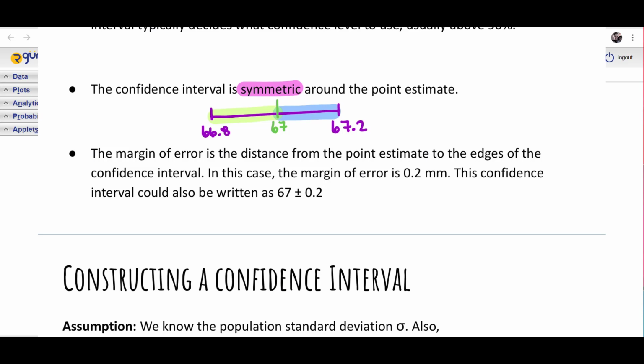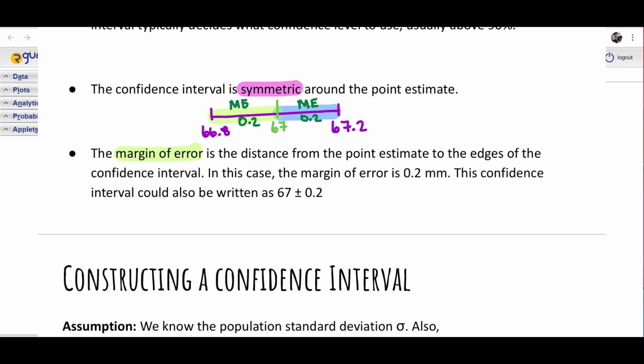Now that distance is called a margin of error. So I'm going to write margin of error here. So the distance between 66.8 and 67 is the margin of error. Margin of error here as well. That is actually the number 0.2. That's how far it is. So between 67 and 67.2 is 0.2. And between 66.8 and 67 is also 0.2.